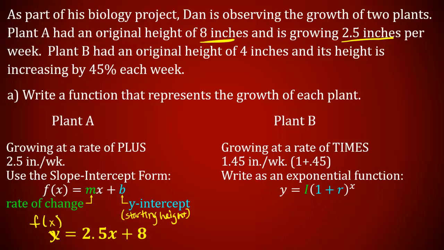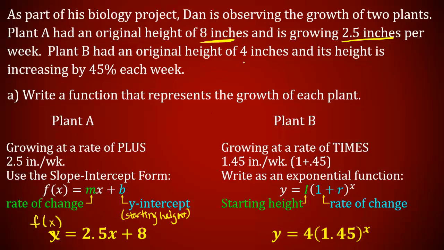Y equals I times 1 plus r to the x power, where I is the starting height and that 1 plus r is the rate of change. So we plug that in. The starting height was 4. Okay, so we put that in there for the starting height. And the rate of change we said was 45%, which translates to 0.45. So 1 plus 0.45 equals 1.45 to the x power.